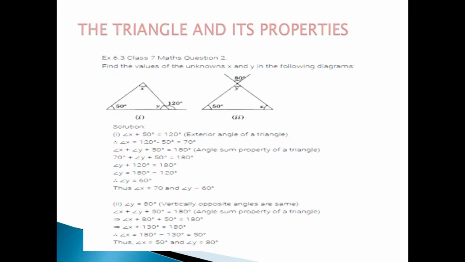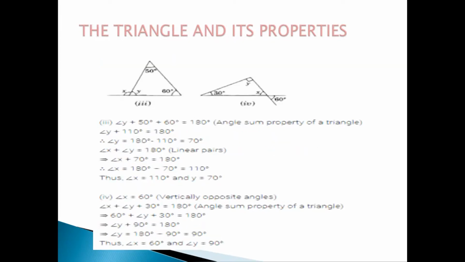Moving to the next part, in this angle y plus 50 plus 60 equal to 180, by angle sum property we can find out angle y here by subtracting 110 from 180, that is 70 degree. So now we have a value of y with us. So angle x plus y, they are a linear pair. So angle x is equal to 180 minus 70, that is equal to 110. So angle x is 110 and angle y is 70 degree. I hope it is clear, so you can try the fourth part yourself.